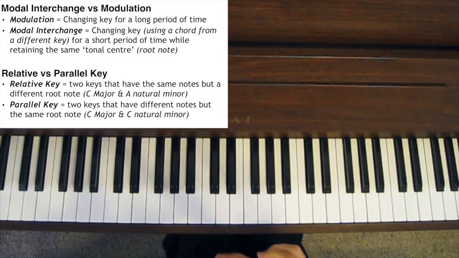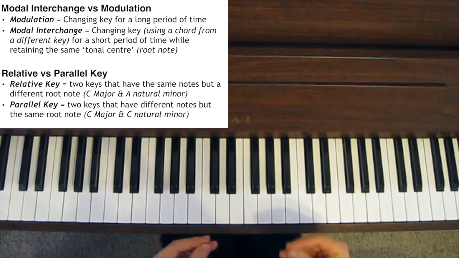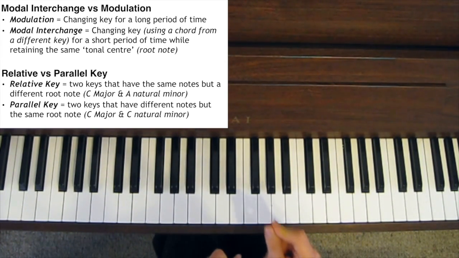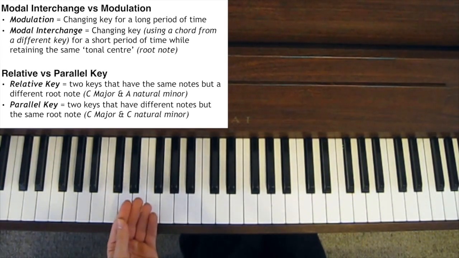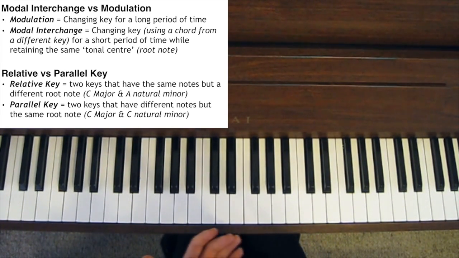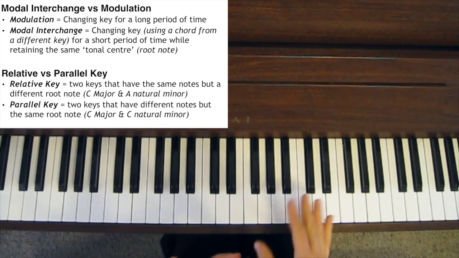Now, it's useful to make a similar differentiation between modulation and modal interchange. So modulation is still changing key for a long period of time, whereas modal interchange is changing key or using chords from another key for a short period of time while retaining the same tonal center. And by tonal center, I mean retaining the same root note. Now, what a long period of time compared to a short period of time means is subjective, and I'll give an example that explains this later in this video.